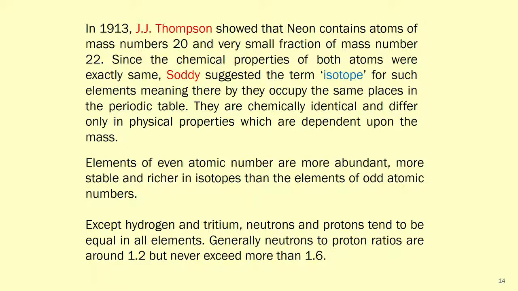The fundamental principle concerns elements having odd and even numbers. Elements of even atomic numbers are normally more abundant, that is 2, 4, 6, 8, than elements of odd numbers, that is 1, 3, 5. Except for hydrogen and tritium, where tritium is an isotope of hydrogen having 2 neutrons and 1 proton and hydrogen is 1 proton with no neutron, neutrons and protons tend to be equal in all elements. That is the bottom line. If you take any element, the number of protons and number of neutrons tend to be approximately equal.